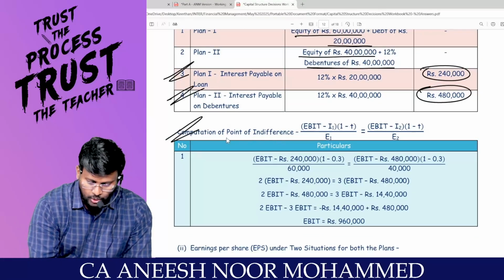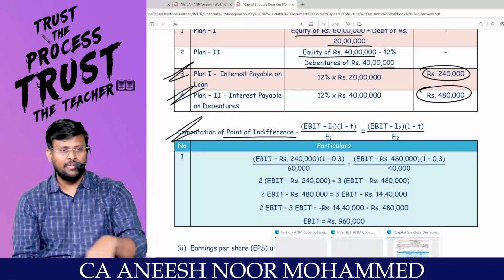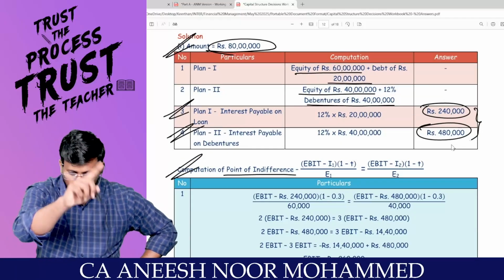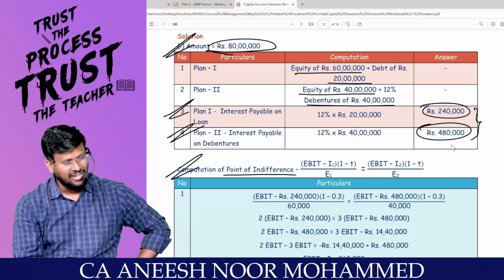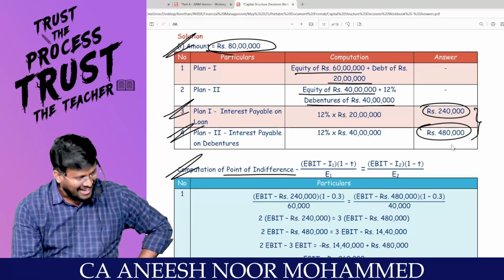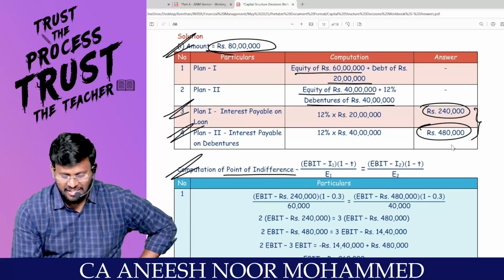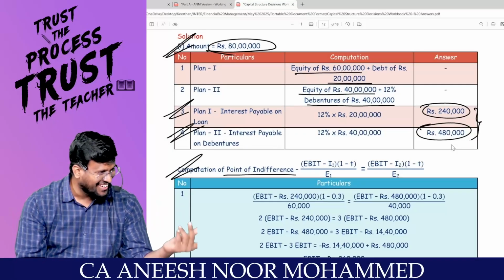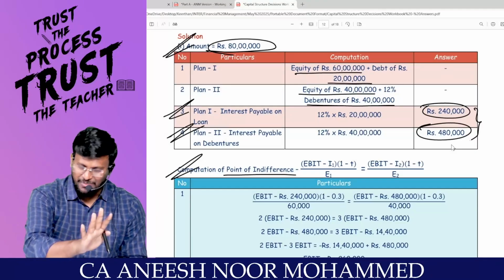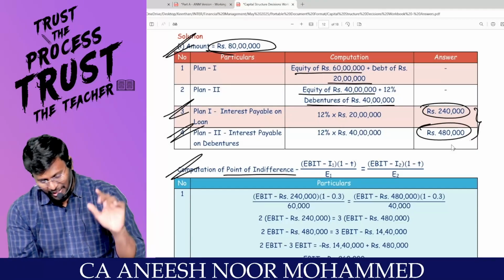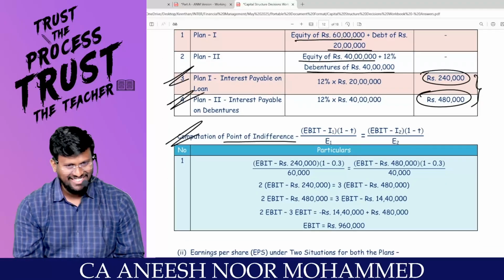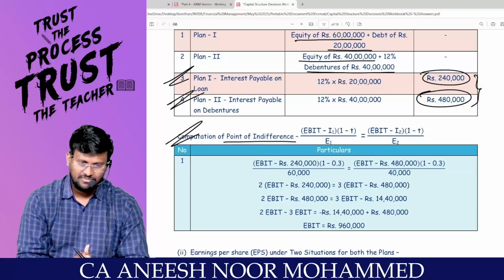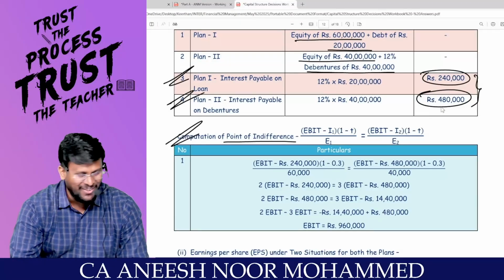We have to find out the point of indifference. That table we have to put. EBIT minus interest, you know, correct? E minus 2 lakh 40, E minus 4 lakh 80. Pay the tax at the rate of 30%. You will get the PAT, which is 0.7 E minus some figure, whatever it may be, 1,68,000 and 0.7 E minus 3,36,000.